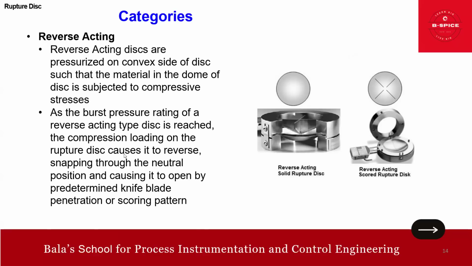As the burst pressure rating of a reverse acting type disc is reached, the compression loading on the rupture disc causes it to reverse, snapping through the neutral position, causing it to open by a predetermined knife edge penetration or a scoring pattern. You can see here, this is called a scoring pattern or knife edge penetration. It just pops up. So that is the reverse acting.